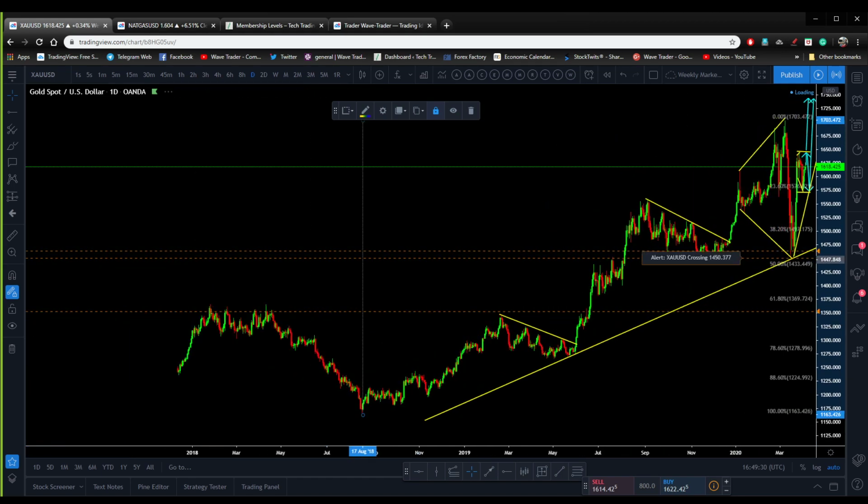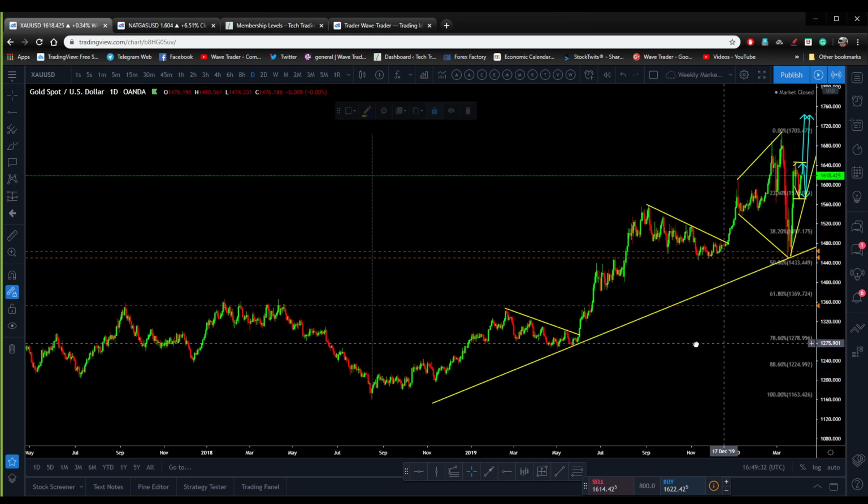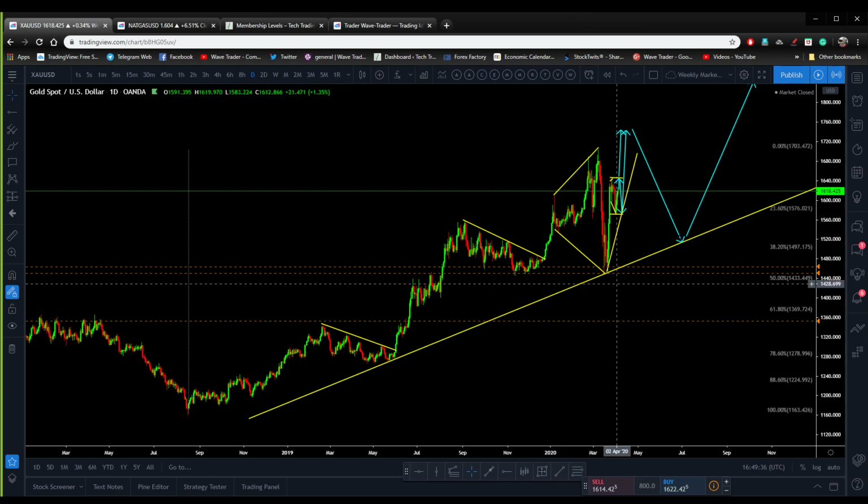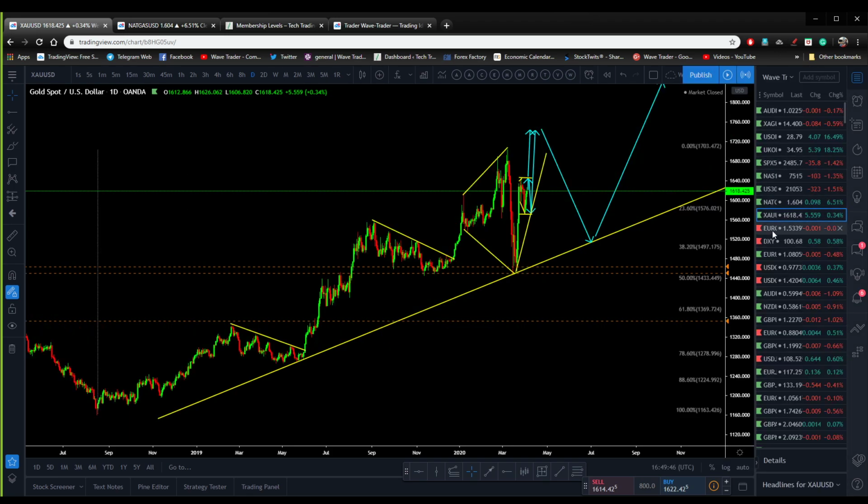Gold to go beyond 1700, and then start correcting again. Go beyond 1700. Not a best opportunity from current price. Silver is much better as we compare to the gold at the current price. So make sure you understand that.